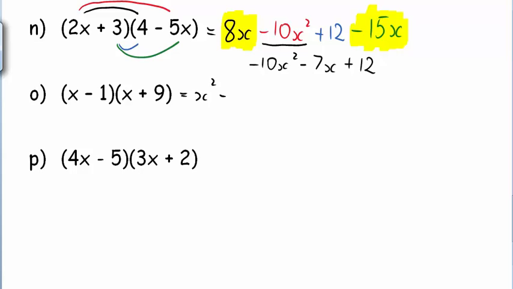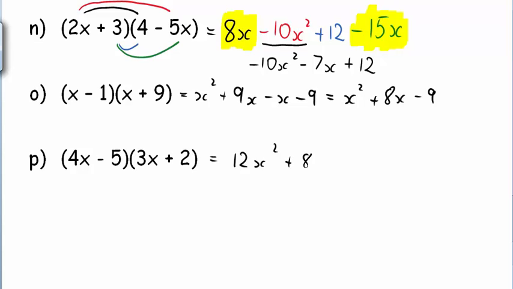x squared plus 9x minus x minus 9. So that's x squared plus 8x minus 9. 12x squared plus 8x minus 15x minus 10. So that's 12x squared minus 7x minus 10.